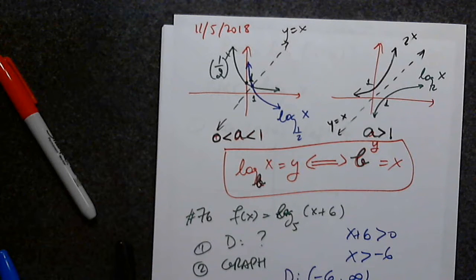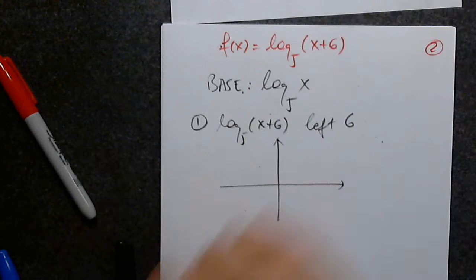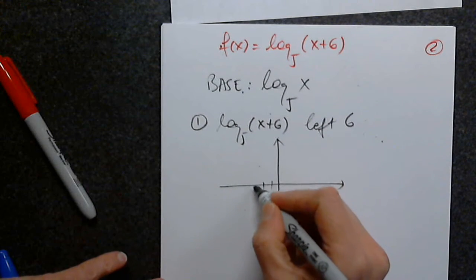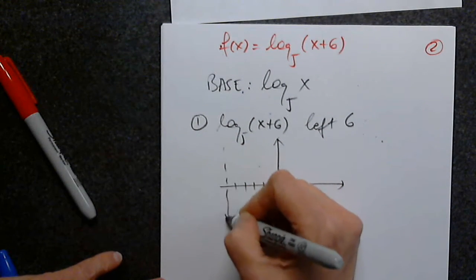So now when I shift the graph 6 units to your left, what happens to the vertical asymptote? Right. I have to move it first. Yes. So that's what I want you to remember. First, I have to shift the asymptote. 1, 2, 3, 4, 5, 6.